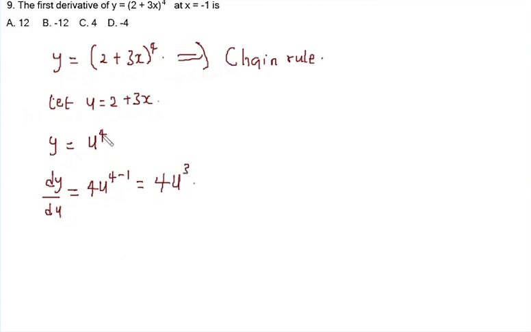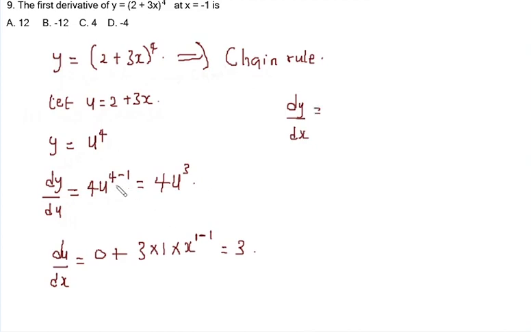For the second part, I have du/dx, which is equal to, differentiating a constant is basically 0, plus differentiating 3x is 3 times 1 times x. x has a power of 1 here, so this is 1 minus 1, which is x to the power of 0. So we have 3 times x to the power of 0, which is 1. We have 3.